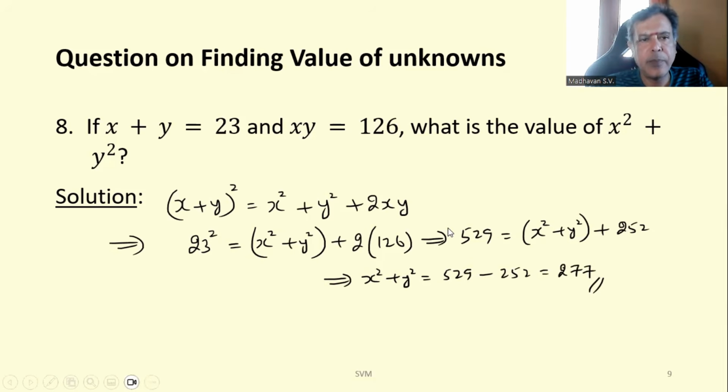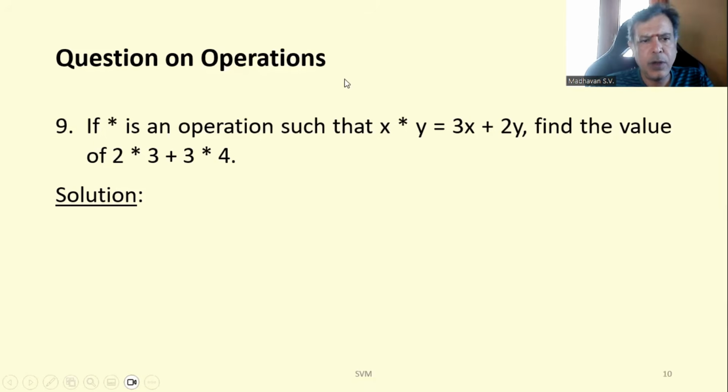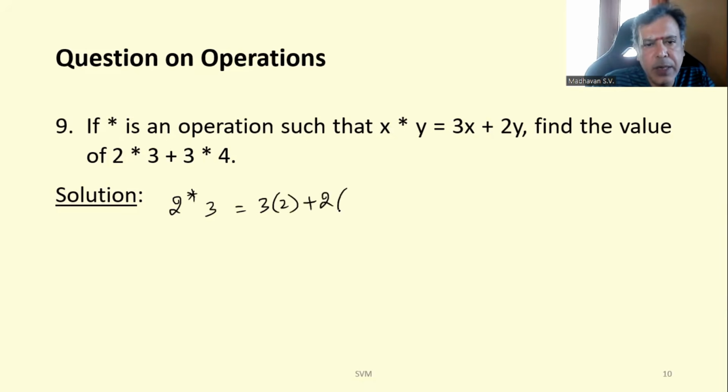Let us move on. Question on operations. If a star is an operation such that x star y equal to 3x plus 2y, find the value of 2 star 3 plus 3 star 4. Now, first let us evaluate 2 star 3. Wherever x is there, we are going to replace it with 2. Wherever y is there, we are going to replace it with 3. This is 6 plus 6, we get 12.